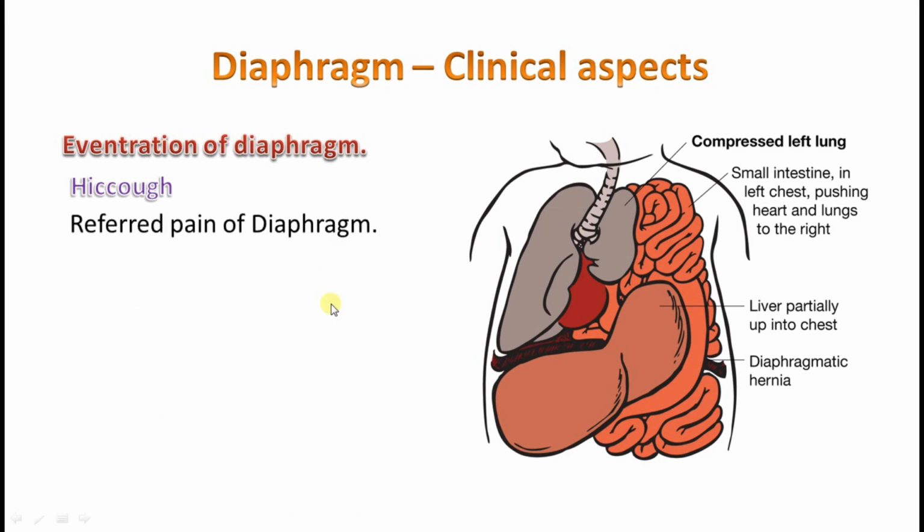Referred pain of the diaphragm. Irritation of the diaphragm, naturally any pathology of the diaphragm or phrenic nerve, if it is irritated, the referred pain can be felt over the tip of the shoulder, because the root value of the phrenic nerve is C3, C4, C5. The tip of the shoulder is supplied by the lateral supraclavicular nerve, which also shares the same root value, C3, C4, C5. So referred pain can be felt over the tip of the shoulder. That is for the referred pain of the diaphragm.